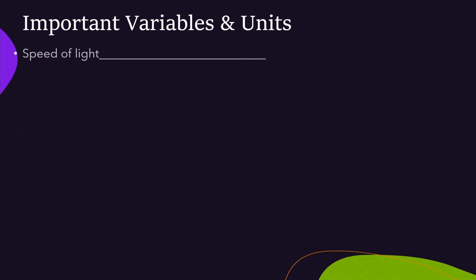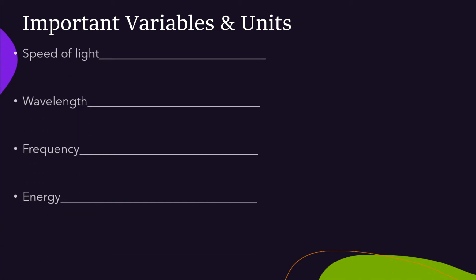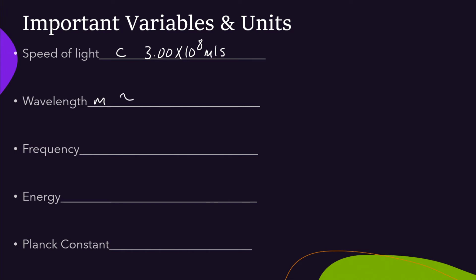So now we're going to look at some important variables and units. So our first one is our speed of light. So our speed of light is represented by a lowercase c, and it's equal to 3.00 times 10 to the 8 meters per second. Now in physics they'll generally go with 2.998, but in chemistry we tend to round it up to 3.00. Our wavelength is measured in meters, and the variable is our Greek letter called lambda.